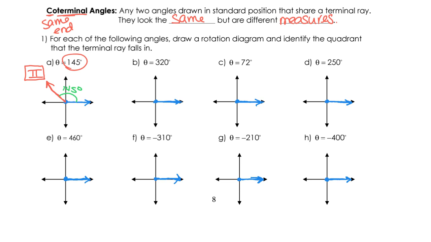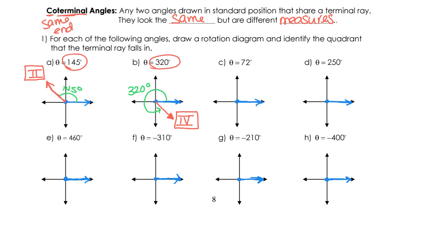Okay. All right, part B, 320 degrees. All right, so 90, 180, 270. If I keep going to 360, it didn't quite make it to 360, it's at 320. So somewhere in here is my terminal ray of my angle. And so when I measure from here all the way to here, that's 320 degrees. Now my terminal ray is down here in quadrant 4. And so that is where my terminal ray falls in order to measure an angle of 320 degrees.